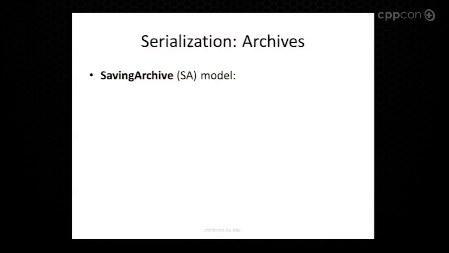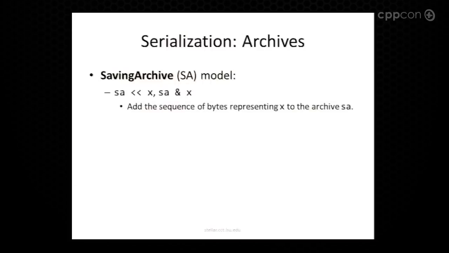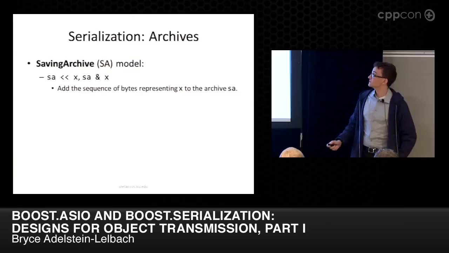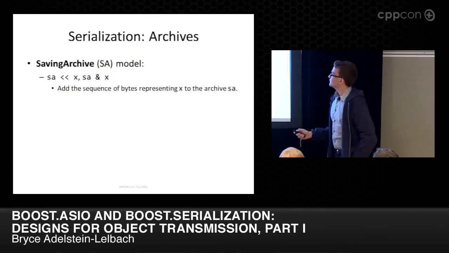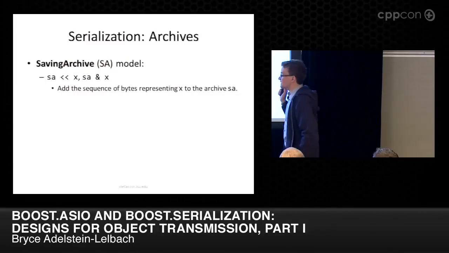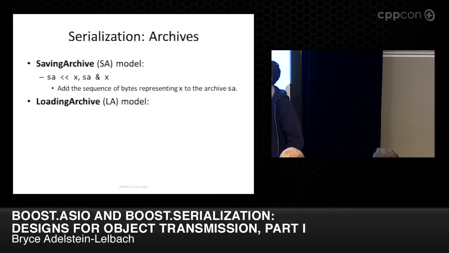So there's two different types of archives that you deal with in serialization. First, you've got saving archives. These are the syntaxes for it. You can do the stream style syntax, or there's this overload of the AND operator. This is saying save a sequence of bytes that represents X to that archive.